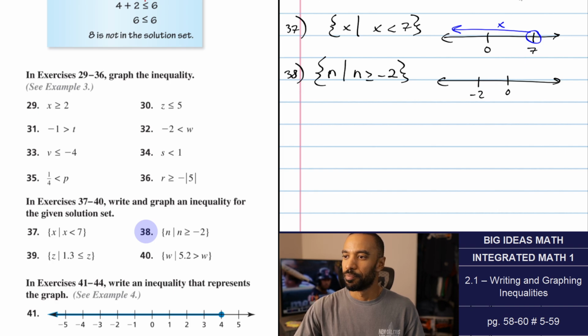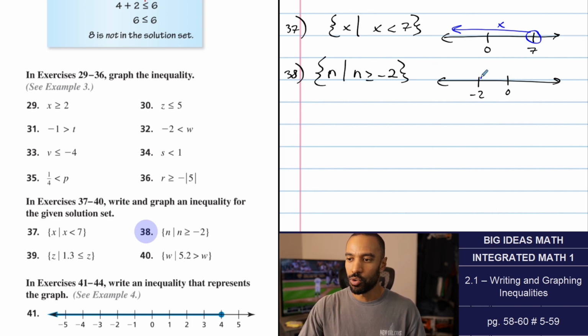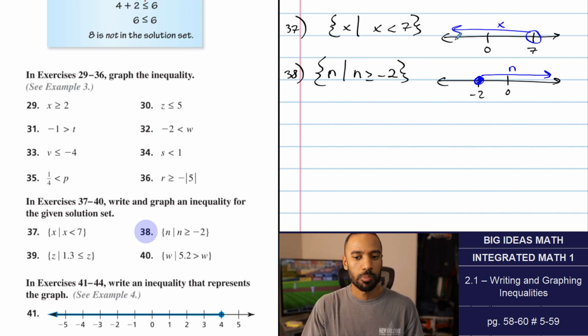I'm disappointed in them. So my boundary point here is -2. My ends must be greater than or equal to -2. So we're going to go to the right of it. We're going to include it. And I always like to put the variable above.